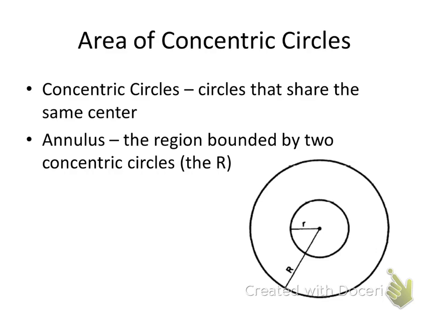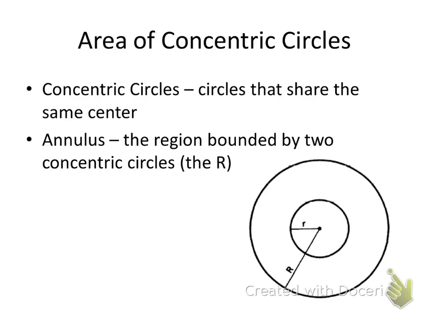So the last thing we have to talk about is called area of concentric circles. So what a concentric circle is are circles that share the same center. So if you look at the picture, we have two circles. We have the smaller circle on the inside and then the bigger circle on the outside. And then they both have exactly the same center.